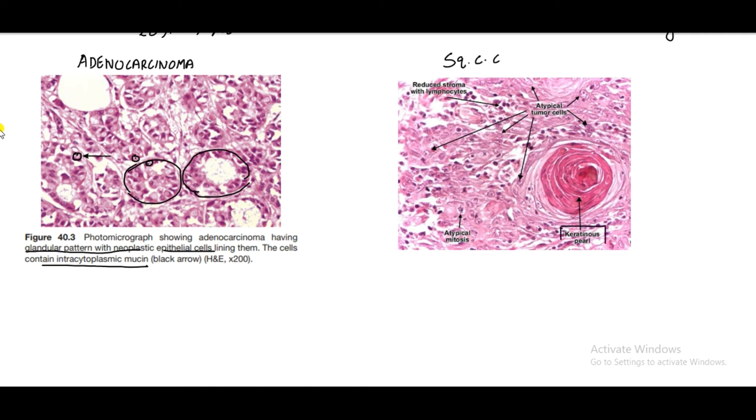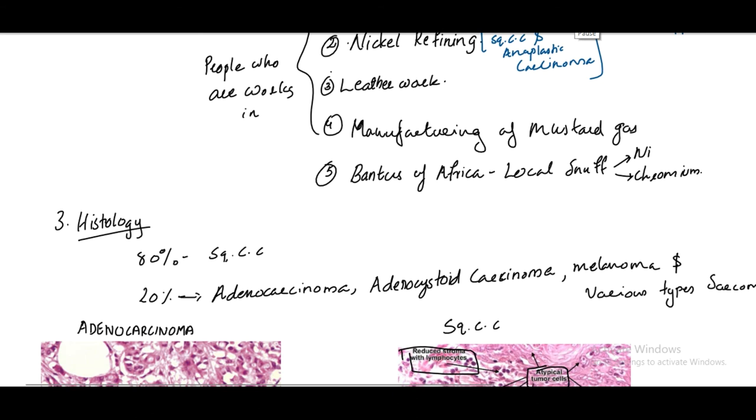And in squamous cell carcinoma, the key point is the formation of keratin pearls. You can see atypical mitosis there, and because of that, so many tumor cells are seen here. Another feature is reduced stroma with lymphocytes. Squamous cell carcinoma is the most common of the paranasal sinus.